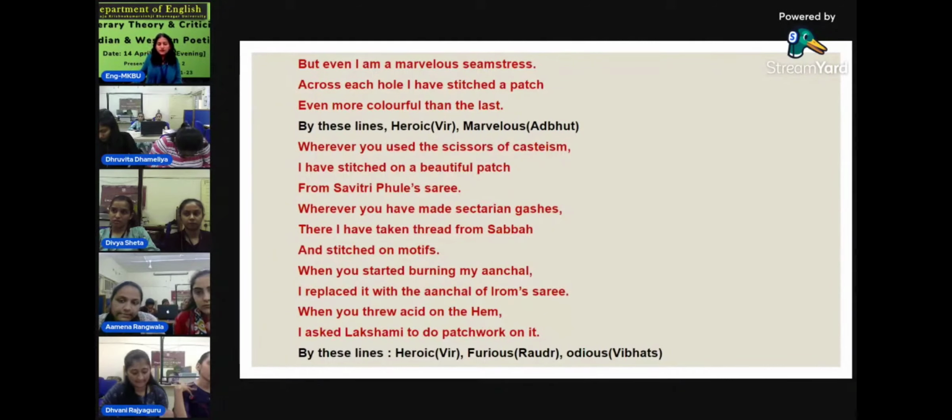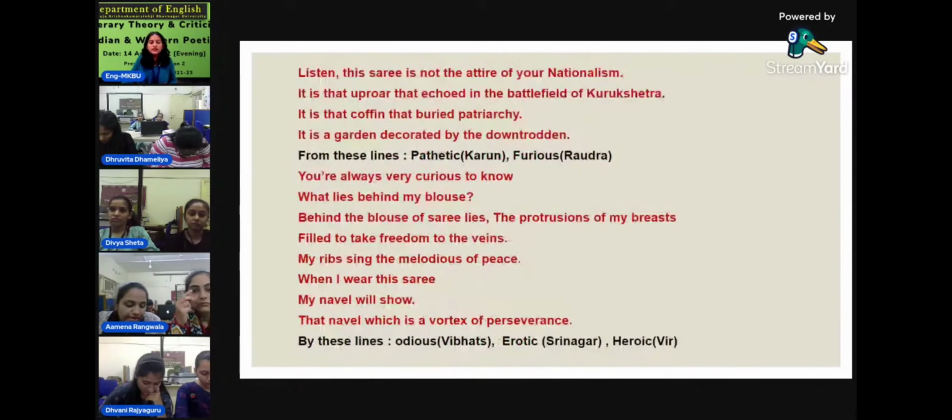We can say that she has put all these historical events in her poetry, and she is able to make us feel the rasa of heroic, furious, and odious. Listen, the sari is not the attire of your nationalism. It is that uproar that echoed in the battlefield of Kurukshetra. It is that coffin that buried patriarchy. It is a garden decorated by the downtrodden. Then these lines contain the Karun Ras and Rudra Ras.